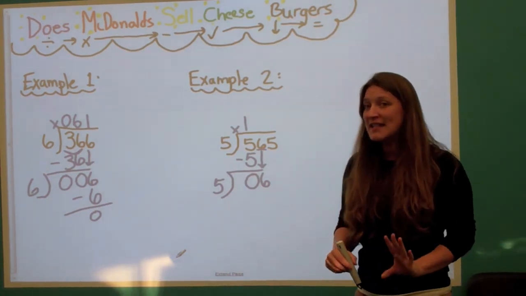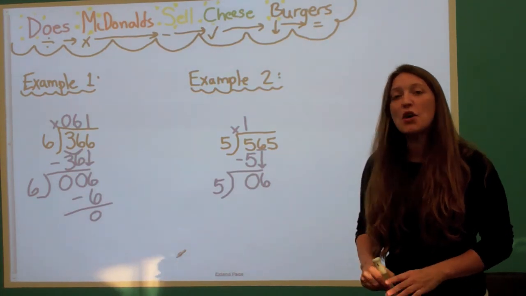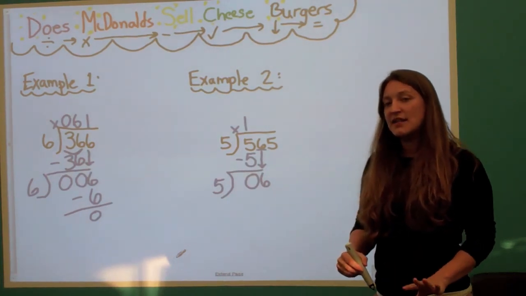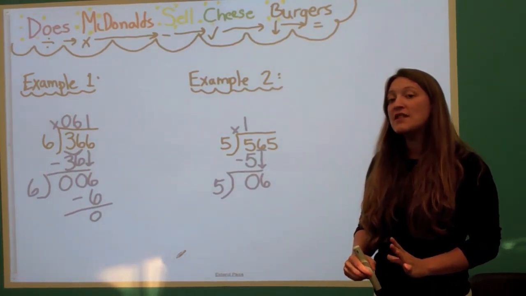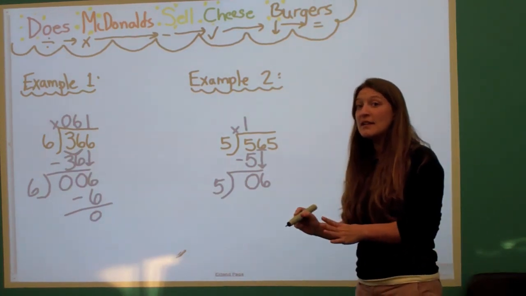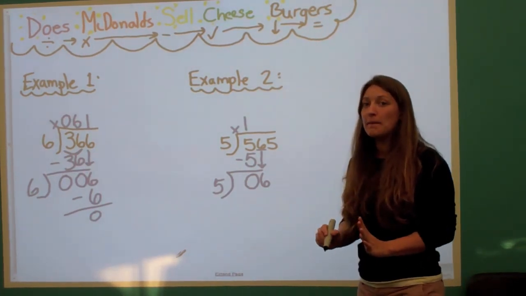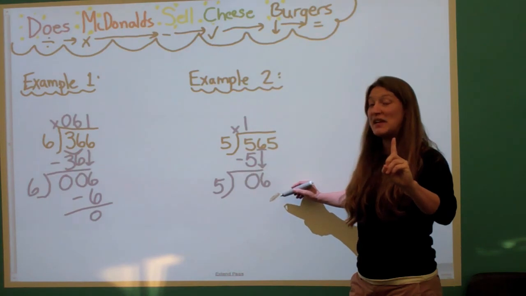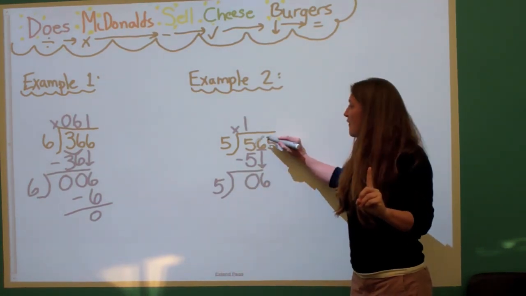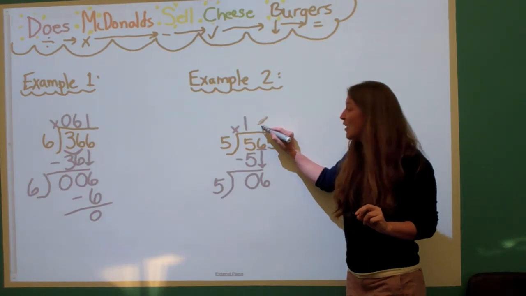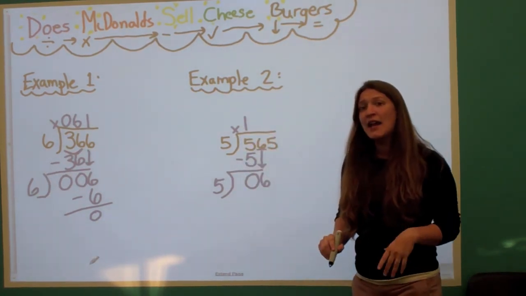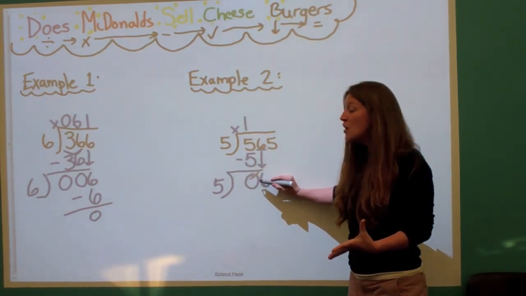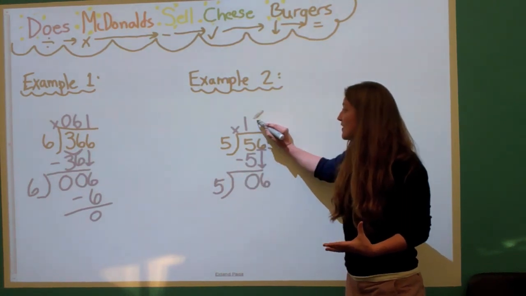5 can go into 6, but it doesn't go in evenly. So if your divisor doesn't go inside your dividend evenly, you have to see how many times it'll go in without going over. So I know that 5 can go into 6 one time without being greater than 6. If I were to put a 2 up here, then 2 times 5 would give me 10. And 10 is a greater number than what is inside the house already.